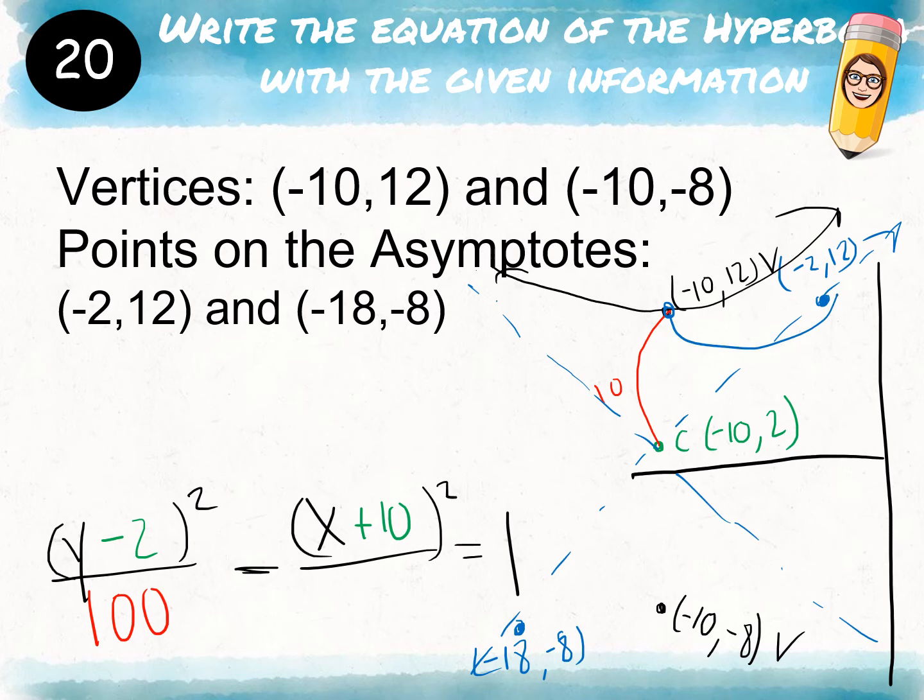-10 to -2 is a distance of 8. That's my b value. 8 squared, 64. Okay. This takes a little more practice. You have to be really confident in the basics of a hyperbola. So again, if you are getting lost, draw it out, make a specific drawing, it'll make it easier.